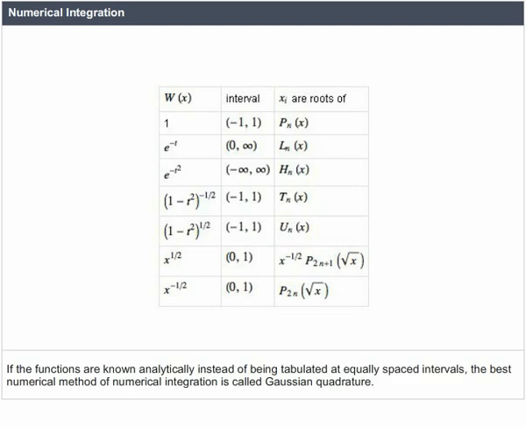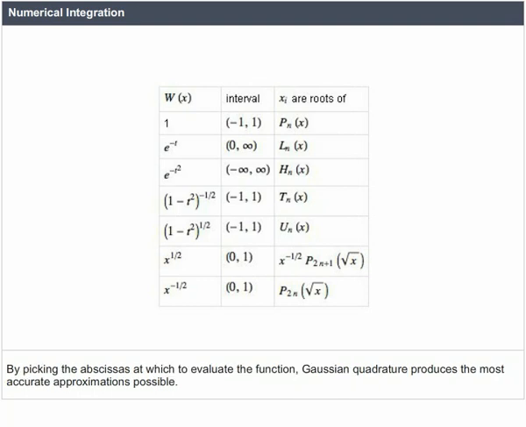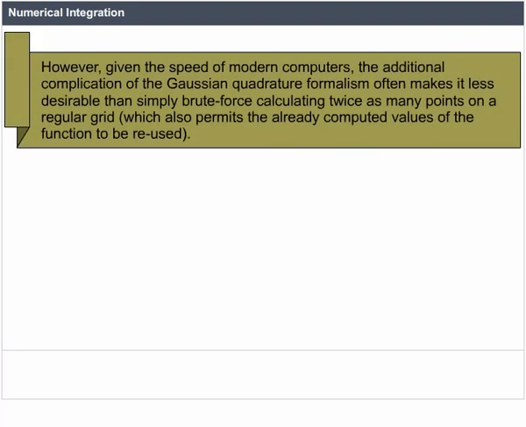If the functions are known analytically instead of being tabulated at equally spaced intervals, the best method of numerical integration is called Gaussian quadrature. By picking the abscissae at which to evaluate the function, Gaussian quadrature produces the most accurate approximations possible. However, given the speed of modern computers, the additional complication of the Gaussian quadrature formalism often makes it less desirable than simply brute force calculating twice as many points on a regular grid, which also permits the already computed values of the function to be reused.